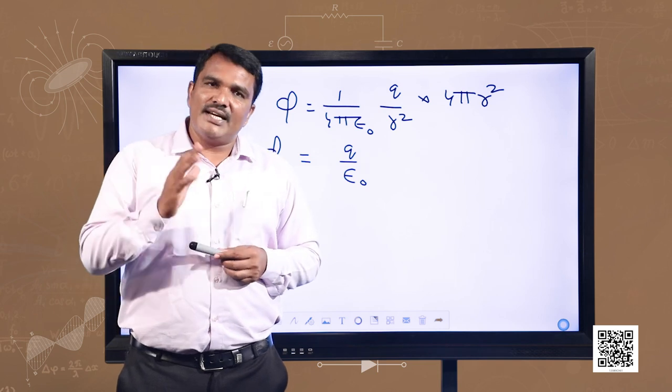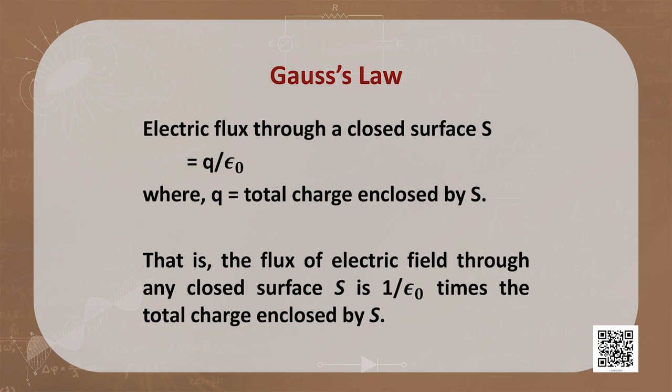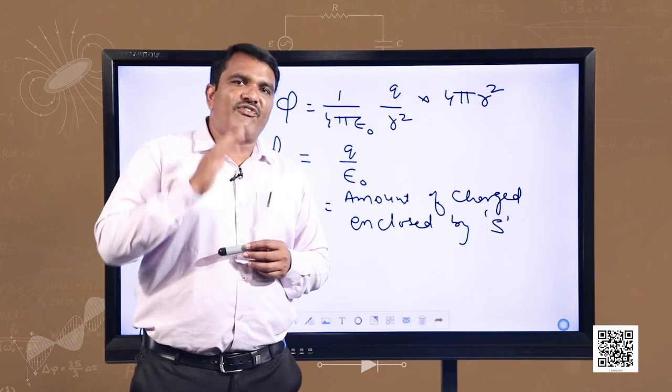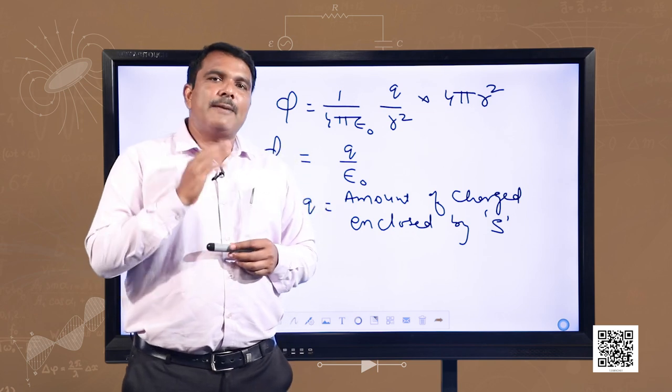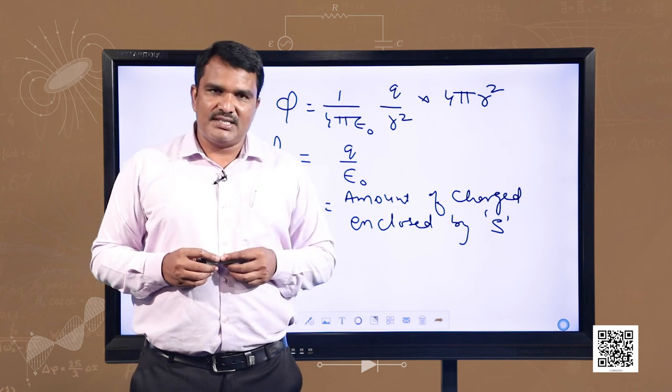law. We state Gauss's law without proof. Gauss's law states that electric flux through a closed surface S is equal to q by epsilon naught, where q is the amount of charge enclosed by the surface S. That is, the flux of electric field through any closed surface S is equal to 1 by epsilon naught times the charge enclosed by that surface.